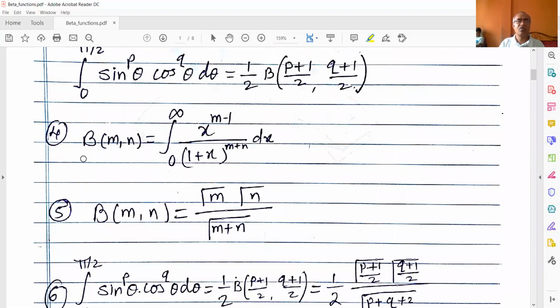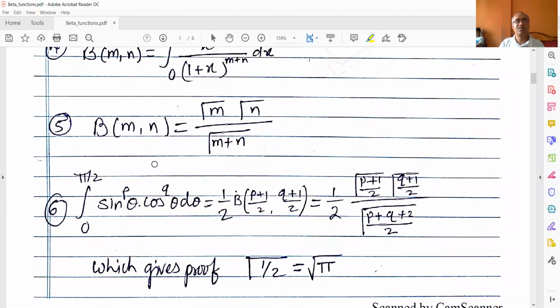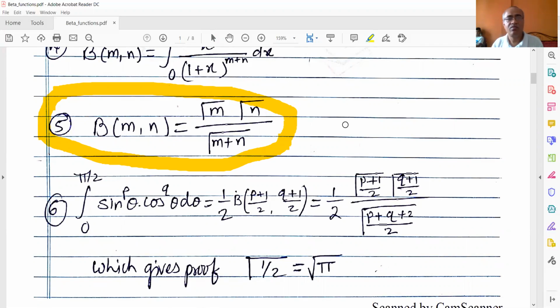Another property of beta mn is integral 0 to infinity x raised to m minus 1 upon 1 plus x raised to m plus n dx. Fifth property is beta mn is gamma m gamma n upon gamma m plus n. This is the basic relationship between the beta function and the gamma function, and we need this while solving the examples.